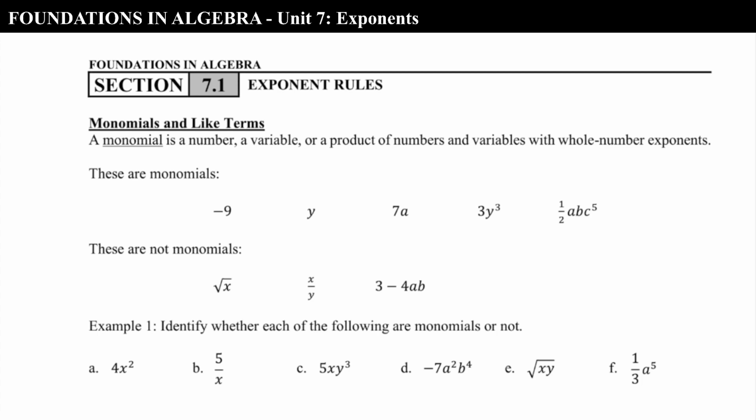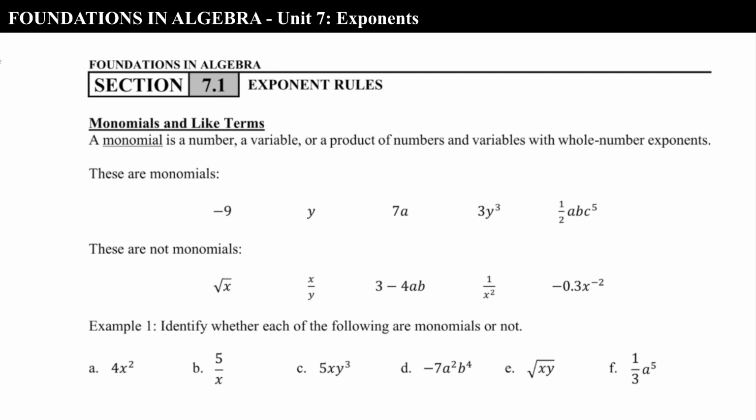Here, 3 is a term, negative 4ab is a term. Again, you can't have a variable in the denominator. Having a power on that variable does not make a difference. And you cannot have a variable to a negative exponent. The exponent has to be positive.